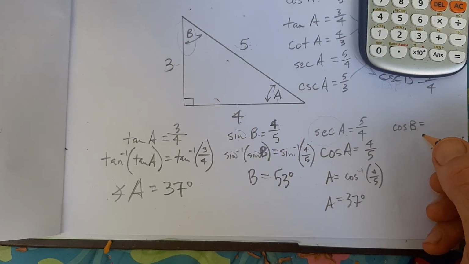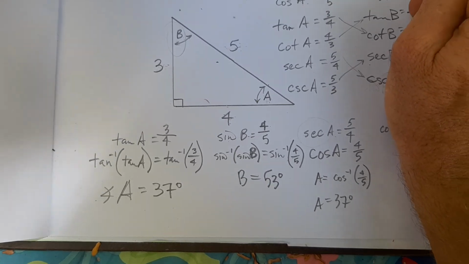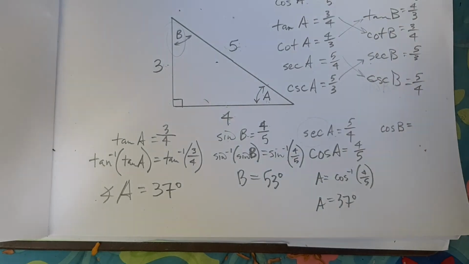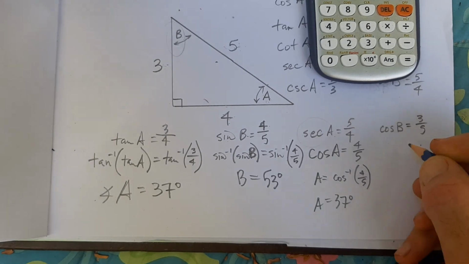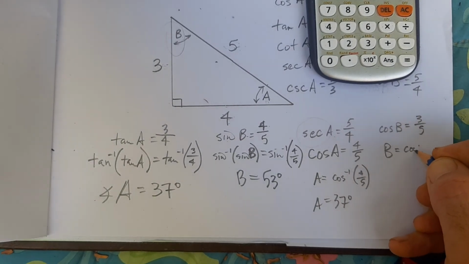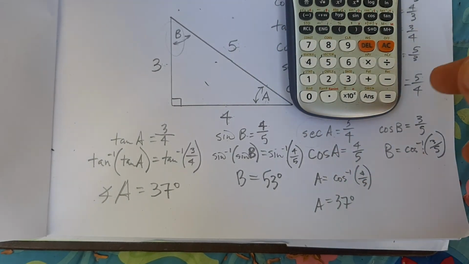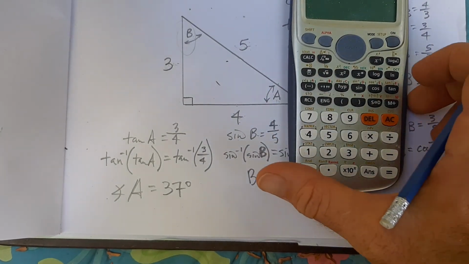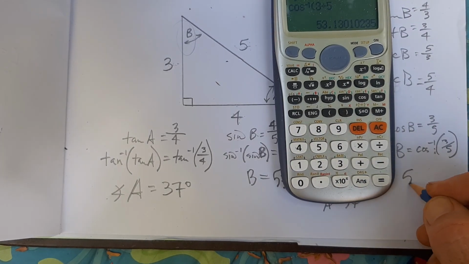And what's the cosine of B? Up here we had it at, why did I write 35? Whew. Guess I need to eat some breakfast and wake up. 3 divided by 5. Okay, clear, clear, clear. So cosine 3 over 5. So B equals cosine inverse of 3/5. Shift, cosine inverse, 3 divided by 5 equals 53 degrees again.